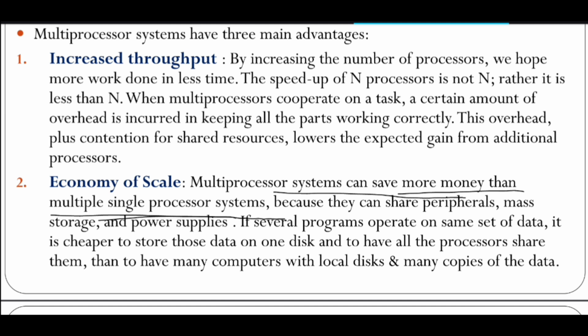Simply put, if you are using multiple systems with a single processor each, it will be costlier than using a single system with multiple processors.